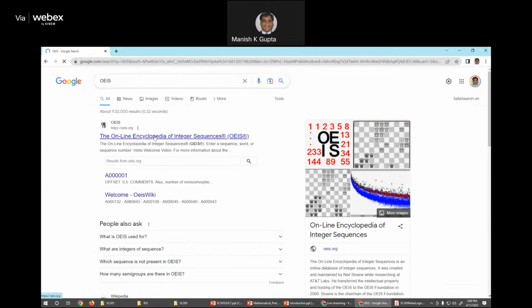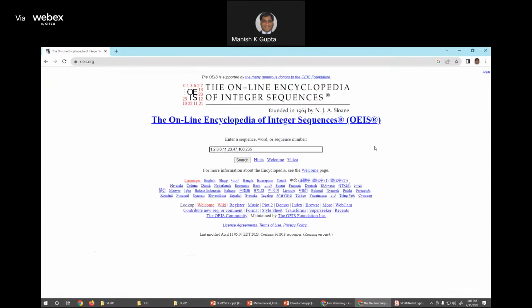OEIS, the Online Encyclopedia of Integer Sequences. Actually, every lecture, every class we introduce this. So this is an opportunity, just like that. Now these numbers are known as Fibonacci numbers. You can get numbers on your name if you discover new numbers by registering here.